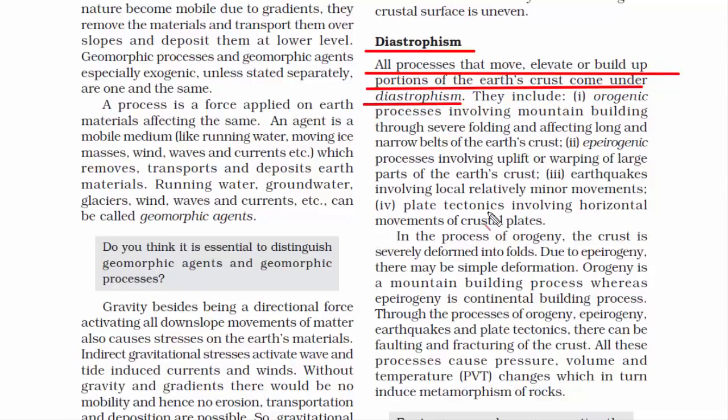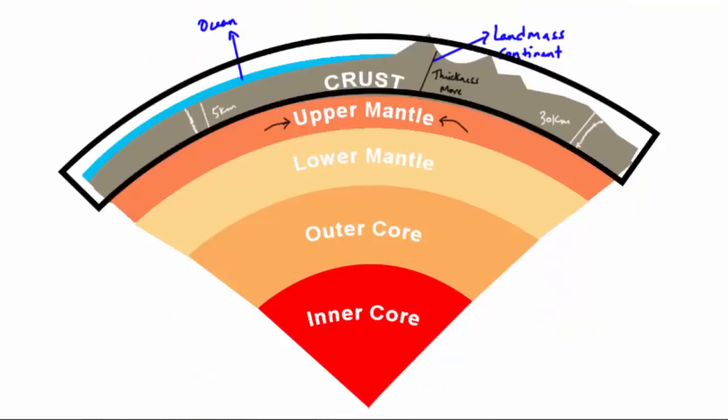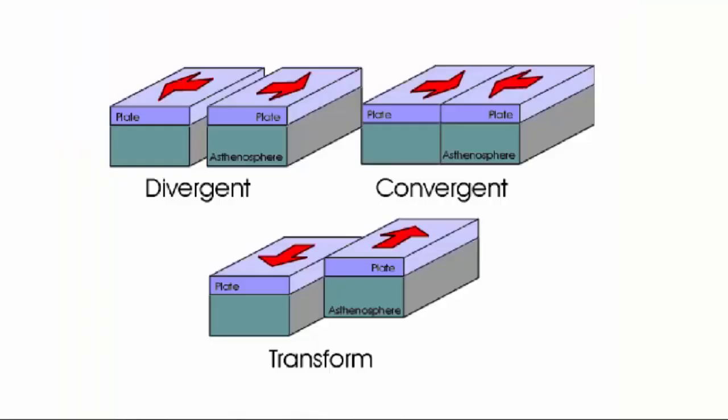Now I want you to recollect what we have read in chapter 3 of class 11, that is interior of Earth. In that we clearly understood that the crust is divided in the form of some major and minor plates. And these plates have three types of motions. When two plates come towards each other, we call that as convergent boundary. When they move apart from each other, we call that as divergent boundary. And then sometimes these plates slide past each other.